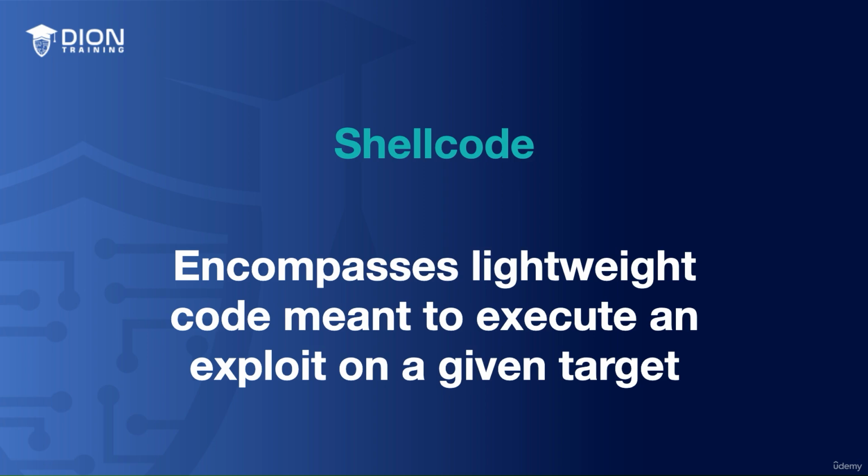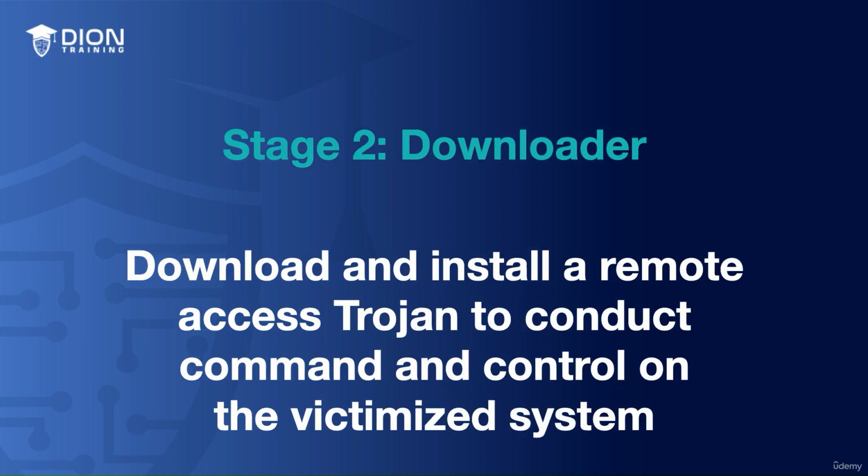Now, the primary function of a stage 1 dropper or downloader is to retrieve additional portions of the malware code and trick the user into activating it. Once the stage 1 dropper or downloader is activated, it's going to then try to install a second stage downloader that will download and install a remote access Trojan to give the threat actor the ability to conduct command and control over the victimized system.